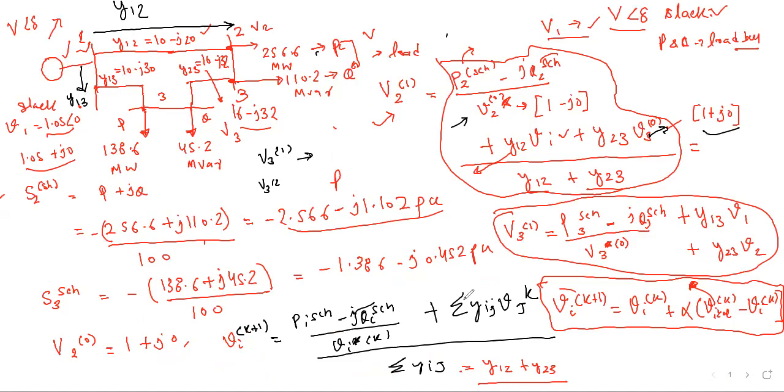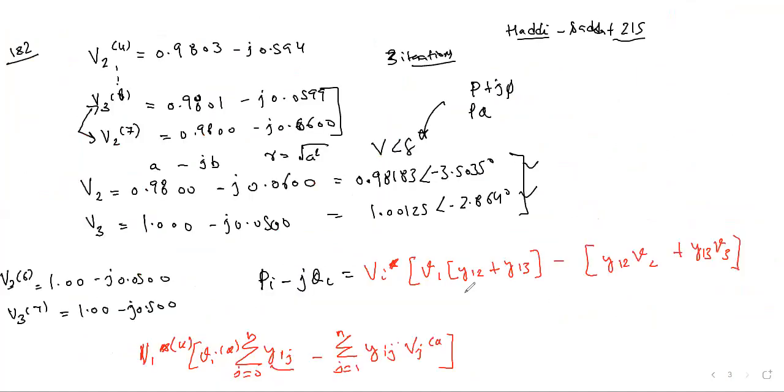So I'm writing Y12 plus Y13. So here the sum is Y12 plus Y13. And how is it associated with V2? V1 and V2 are associated with this line Y12, so this is Y12 V2. And how is it associated with V3? Suppose this is V3, so it is associated like this, Y13 V3. This is the whole thing, not divided by anything. So you put in the values, this is your initial estimate.